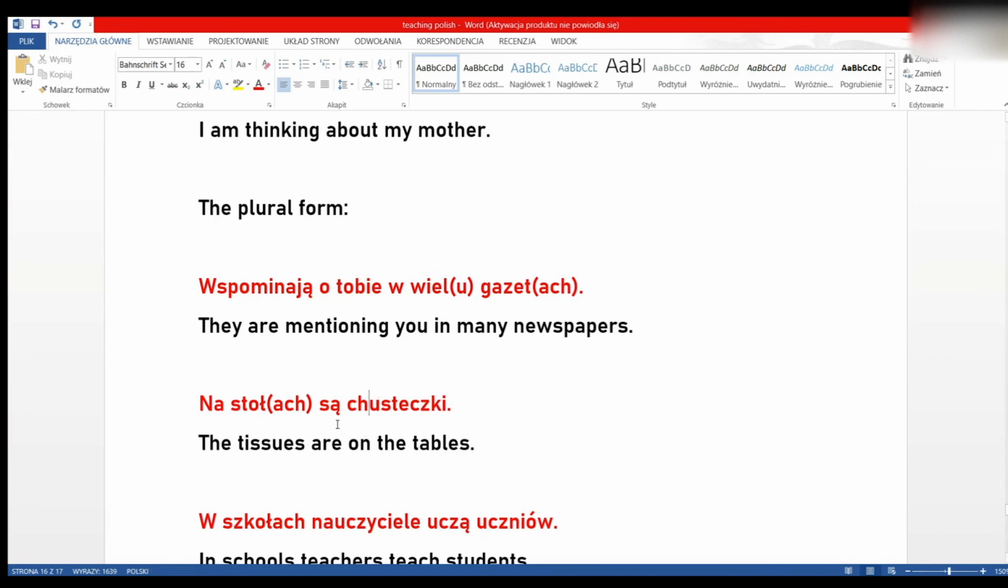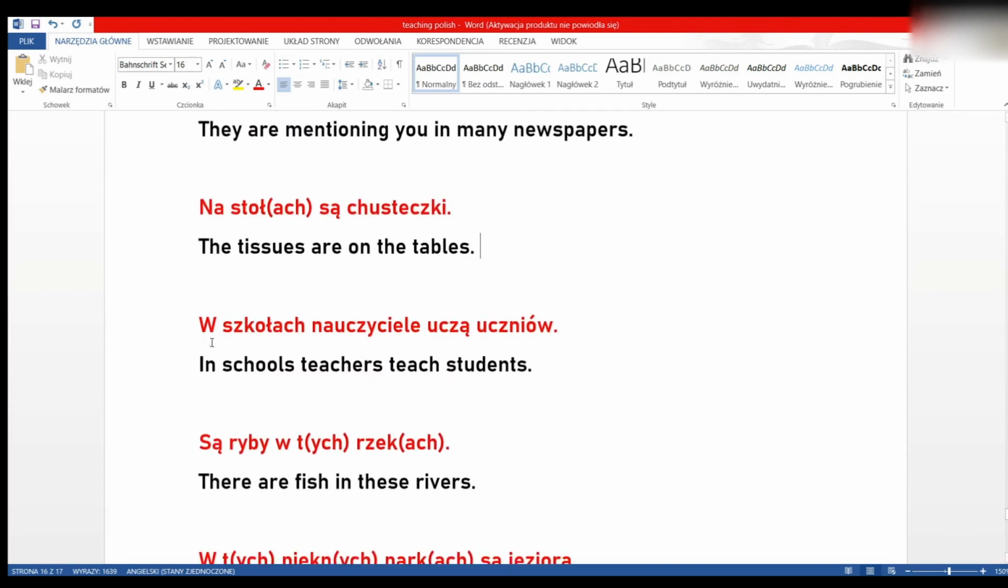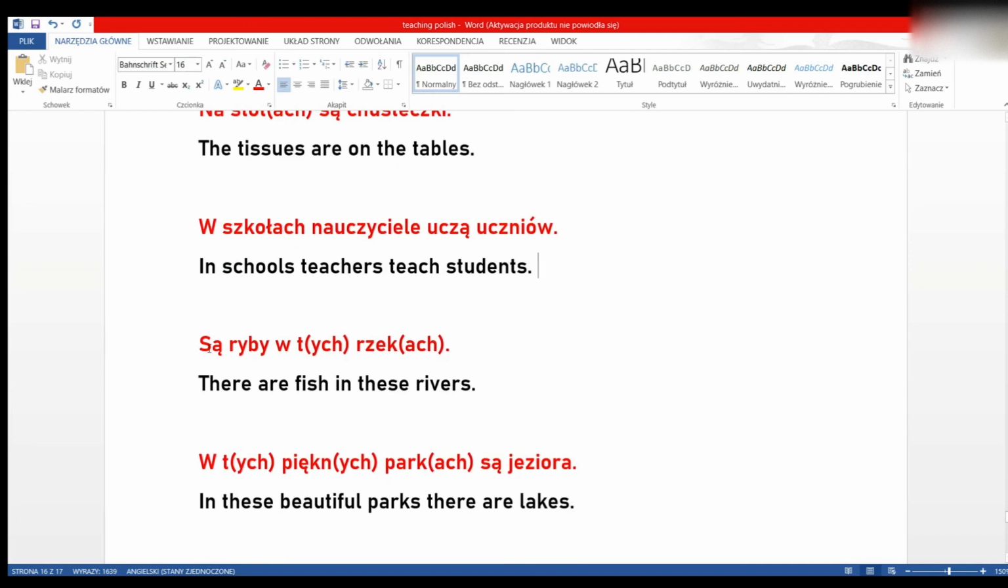Na stołach są chusteczki. The tissues are on the table. Na stołach. So, stół becomes stołach. Okay? Just memorize it. W szkołach, szkoła becomes szkołach. Nauczyciele uczą uczniów. In the school, teachers teach students. Okay.